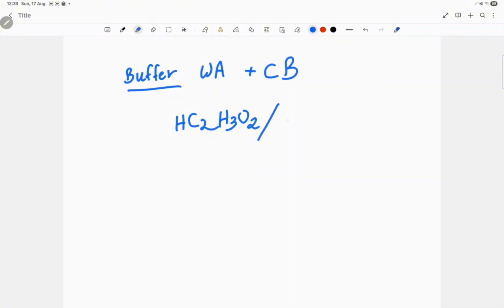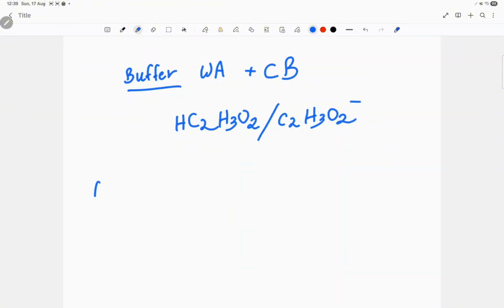If I have, let's say, a buffer that's made of a weak acid and a conjugate base, for example HC2H3O2 with C2H3O2 negative. Now, this buffer will resist the pH change if you add a strong acid or if you add a strong base. It will resist both.